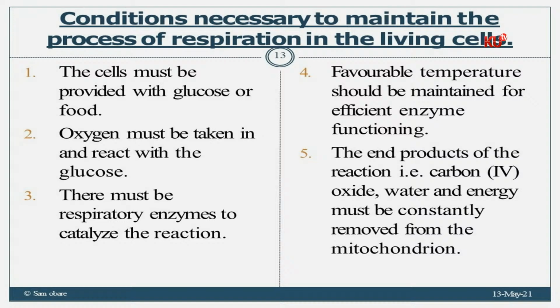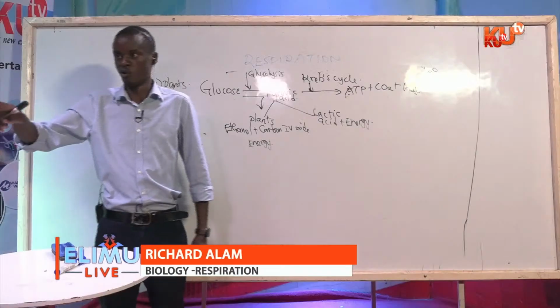mitochondrion. Now this process, respiration, as a characteristic of living organism is interrelated or is related with excretion. Excretion is the separation, the process by which the body separates and eliminates harmful waste products from the body.